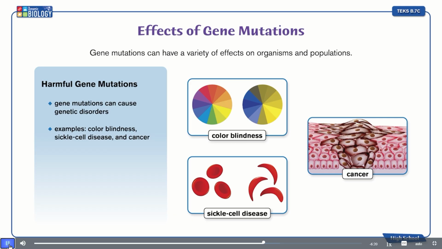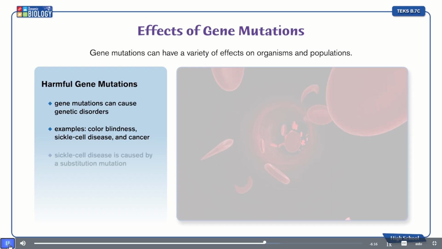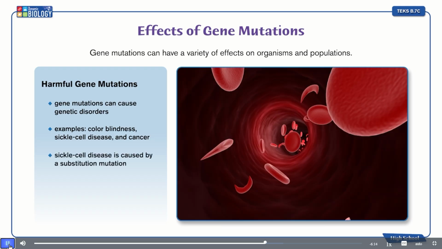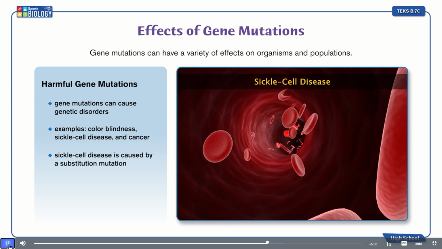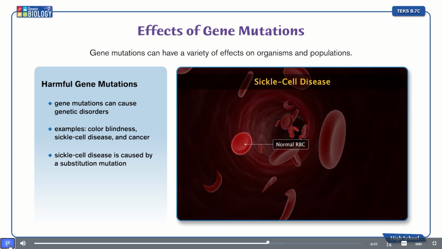Earlier, we reviewed substitution mutations. Did you know that sickle cell disease is caused by a substitution mutation? Let's watch how this happens. Sickle cell disease affects the shape of red blood cells. This is a normal red blood cell. Notice its round shape. And this is a sickle cell, shaped like a sickle.